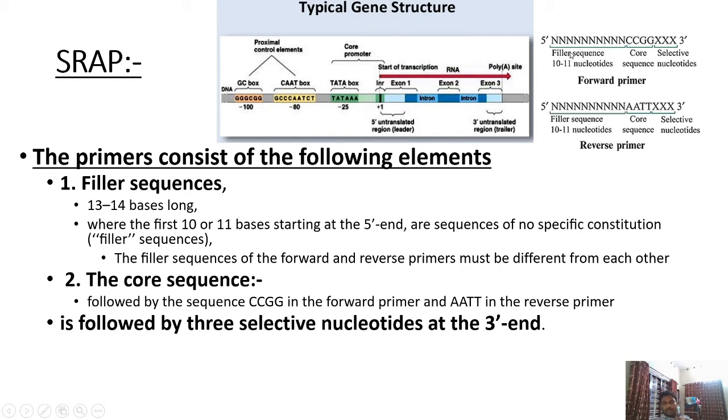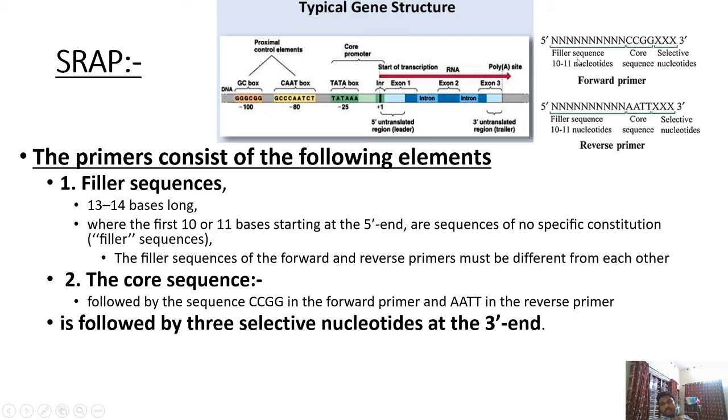Coming back to the filler sequence, this can be of any nucleotide. That means here we don't have any specific constitution. That's why here it is indicated as N, that means it can be any nucleotide. And after that, a core sequence having a CG-rich region in the forward primer, and the reverse primer may be designed with an AT-rich region within the core region.